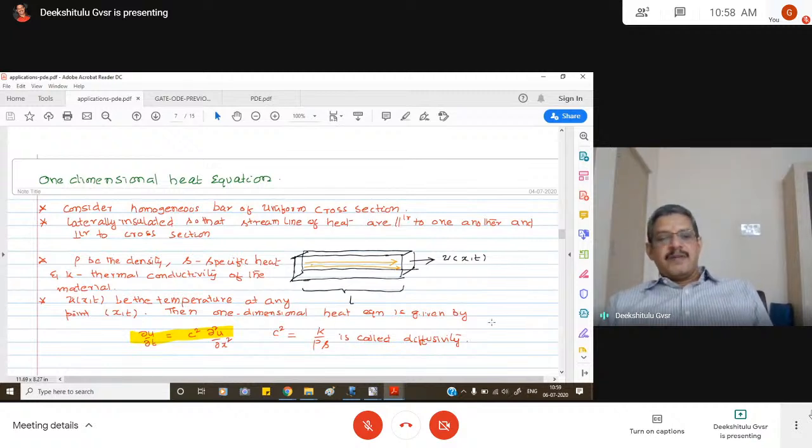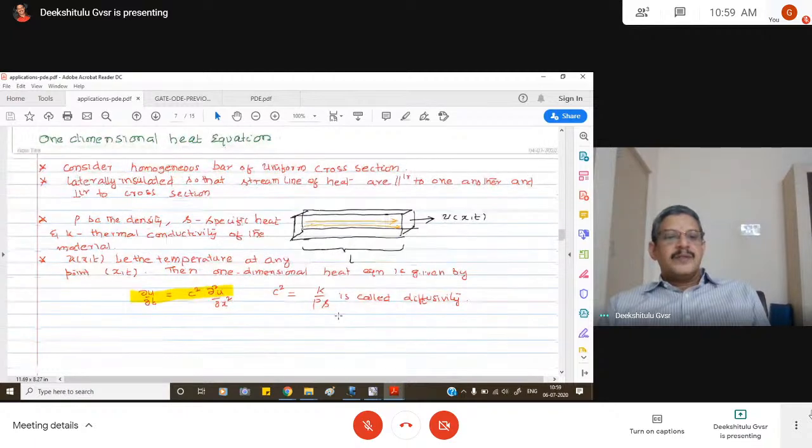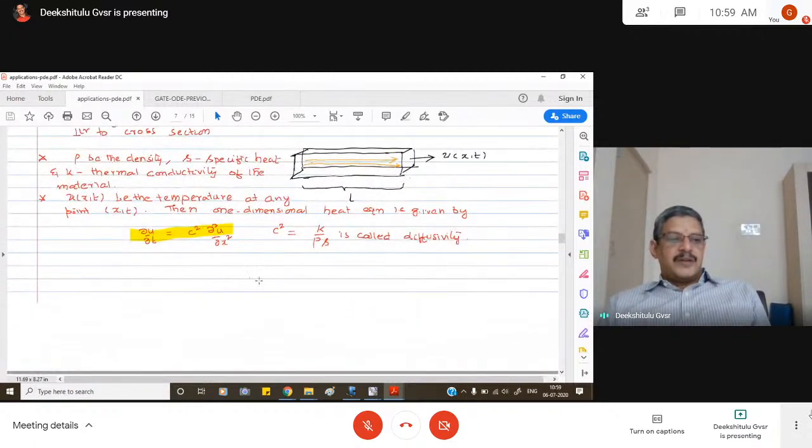Then the one-dimensional heat equation is given by ∂U/∂t = c² ∂²U/∂x², where c² is called the diffusivity coefficient, given by c² = K/(ρ·S), with S the specific heat. So this equation is called the one-dimensional heat equation.